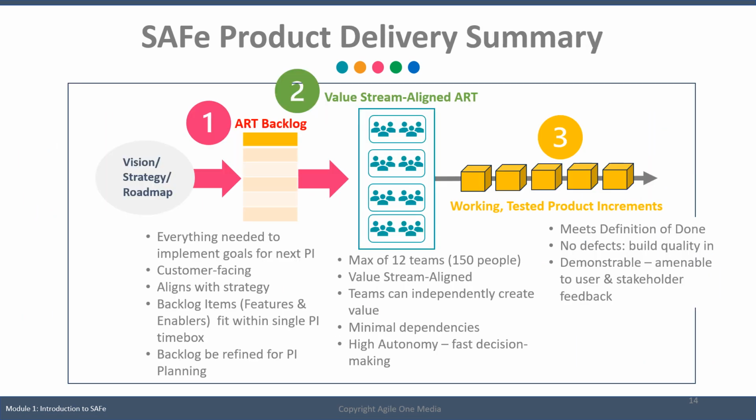So let's now try and pull all of this together in a summary. SAFe product delivery has three interdependent elements. First is the ART backlog: customer facing, aligns with strategy, features in the backlog fit within a single PI time box, and those features must be ready for PI planning, that is, sufficiently refined and stack ranked using some mechanism like cost of delay or weighted shortest job first. We'll get to that in a subsequent section.